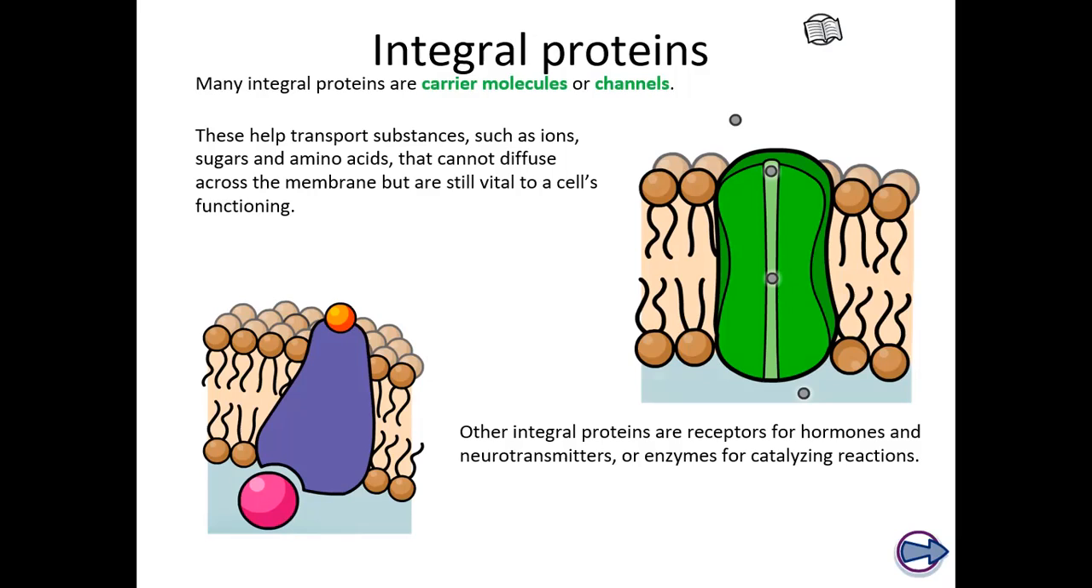So for example, this one down here, it could be an integral protein for a neurotransmitter. So a neurotransmitter comes and attaches on here, and then something else happens down here. Or a hormone comes and attaches itself here, which then sets off another reaction inside the cell. Or, like we said, an enzyme for catalyzing the reactions.